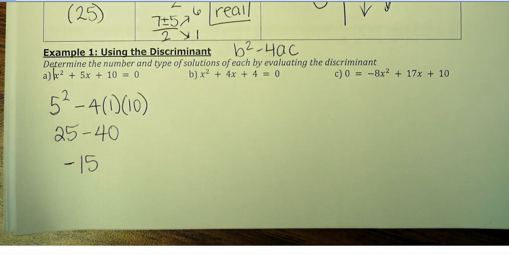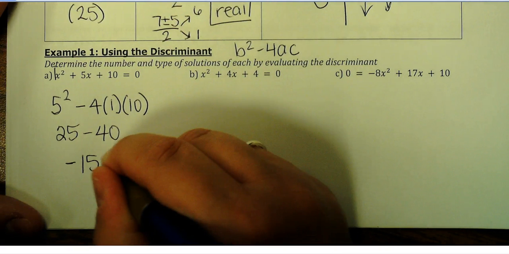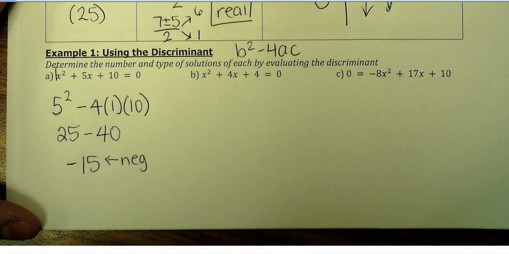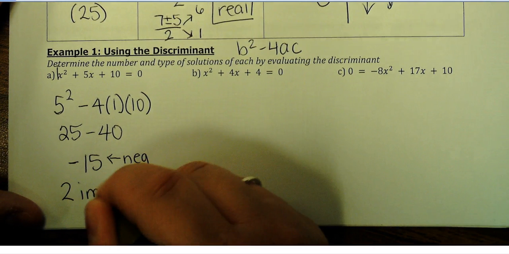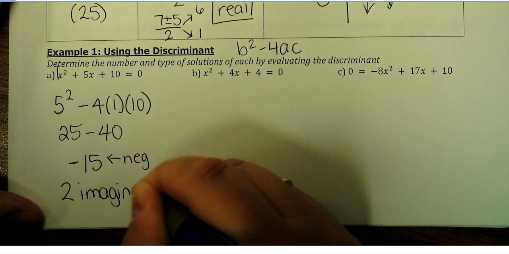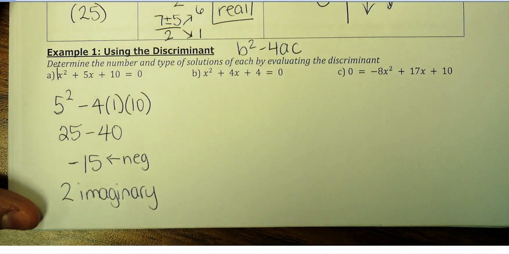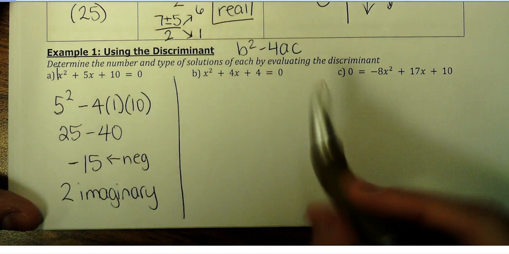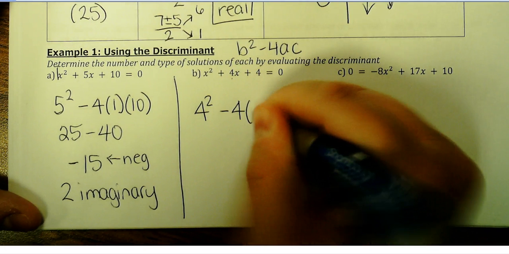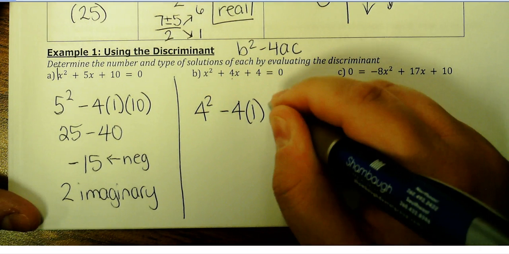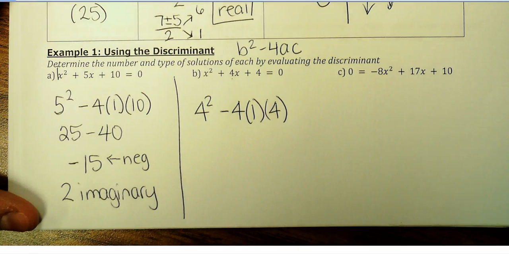Now, it doesn't matter what the number is. I'm not asking you to actually find the solutions. I'm just asking you to tell me the number and type. So if this is negative, if you guys look back up at the chart, negative discriminant means you have two imaginary solutions. So we're going to involve the i. Second example, b squared, this 4 squared, minus 4. A value here is 1, c value here is 4, so b squared minus 4ac.